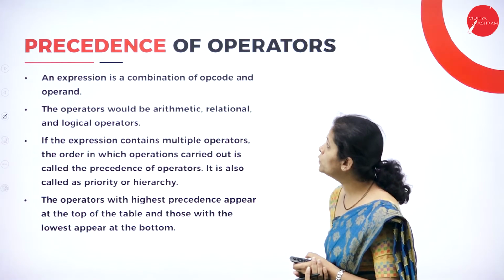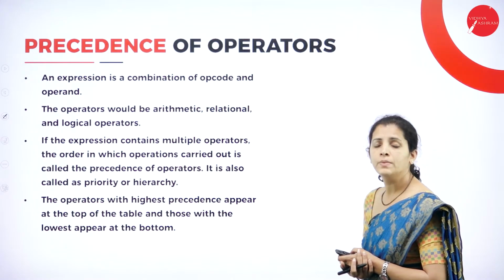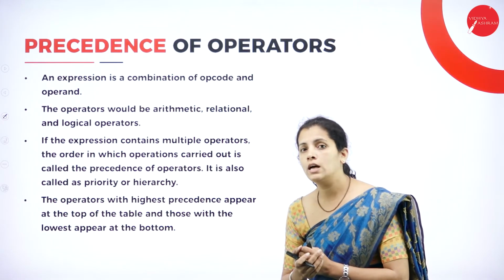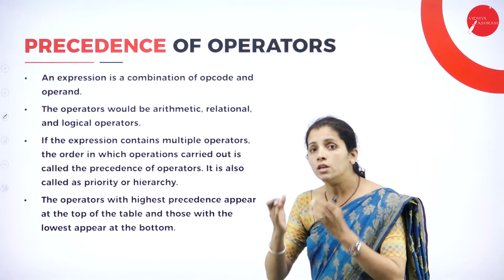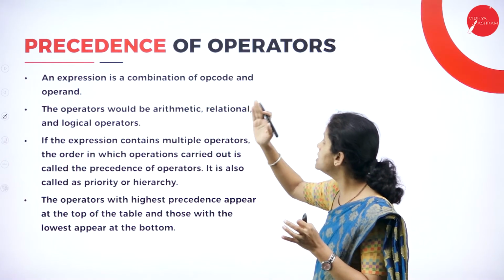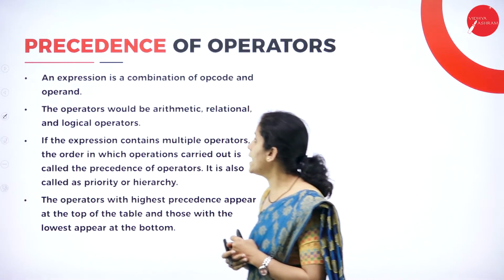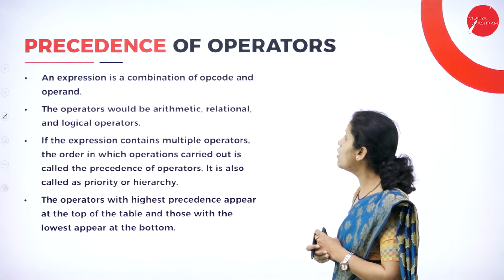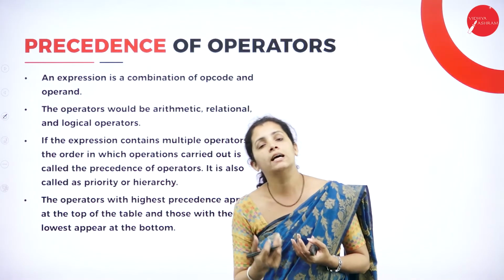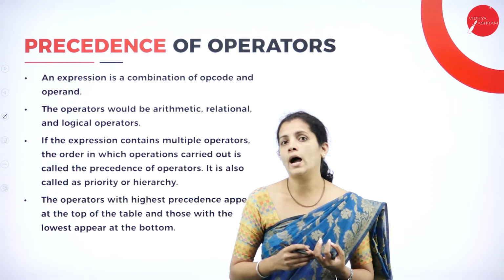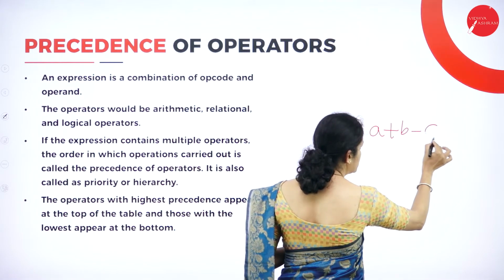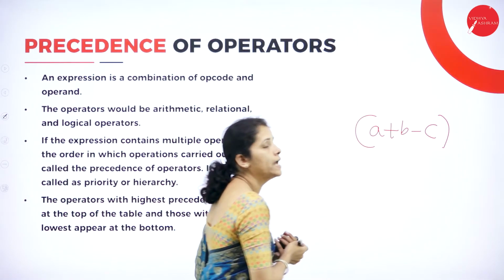Moving further, I'm going to have the precedence of operators. If I consider any expression evaluation, then I want to consider the precedence. So to evaluate any given expression, I have to consider the precedence of operators. So an expression is a combination of operands and operators. So what is an expression here? It's nothing but a combination of operands and operators. For example, A plus B minus C. This is an example of an expression.